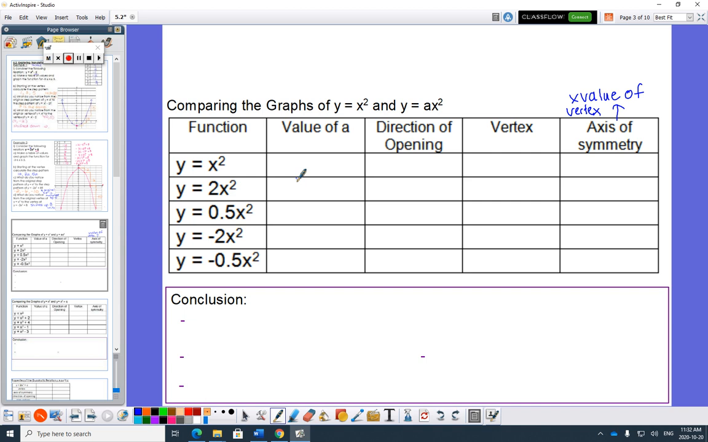So the value of A here is 1, not 0, it's 1. When you have a positive A, then the direction of opening is up. The original vertex is (0, 0). So the axis of symmetry, you use the x value. So this one is the base.